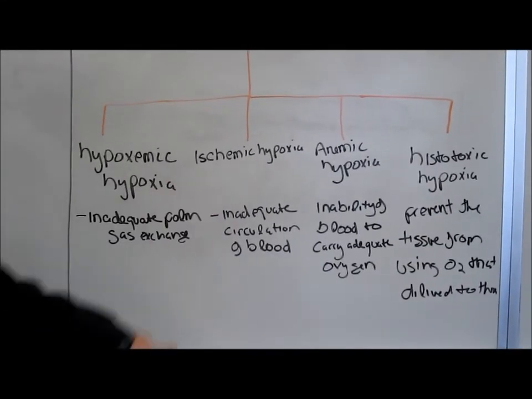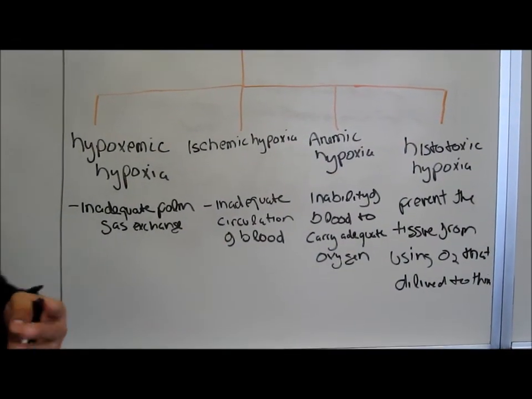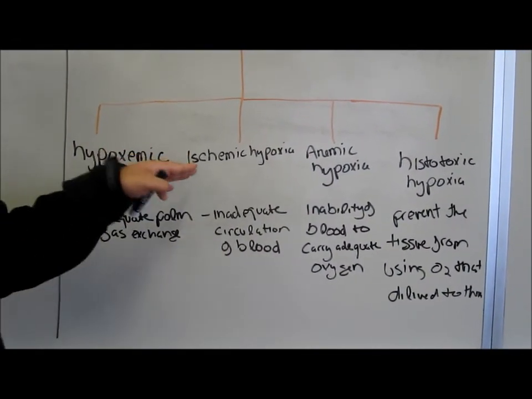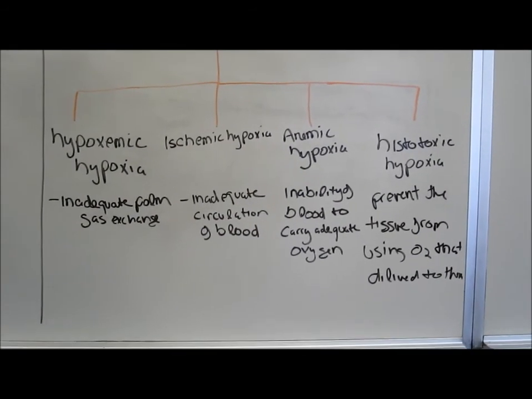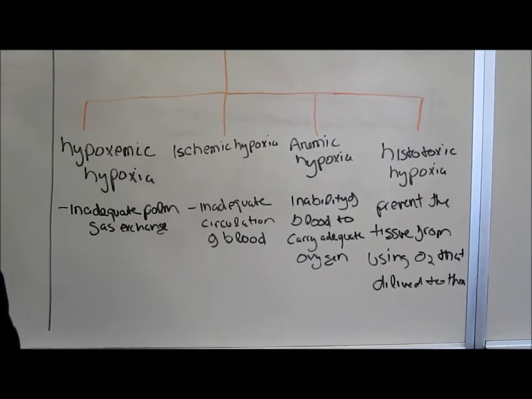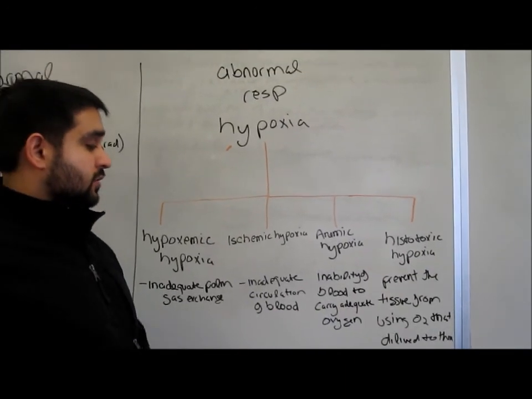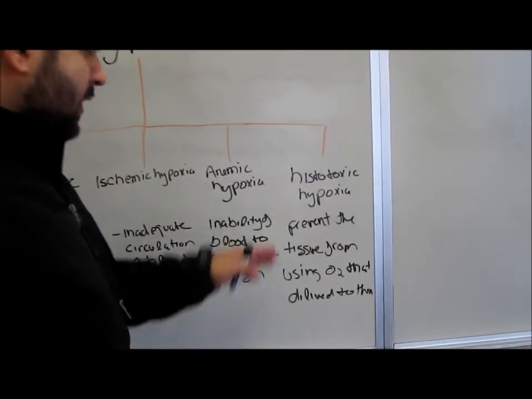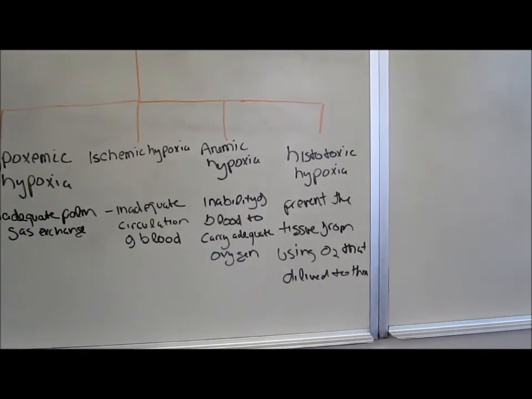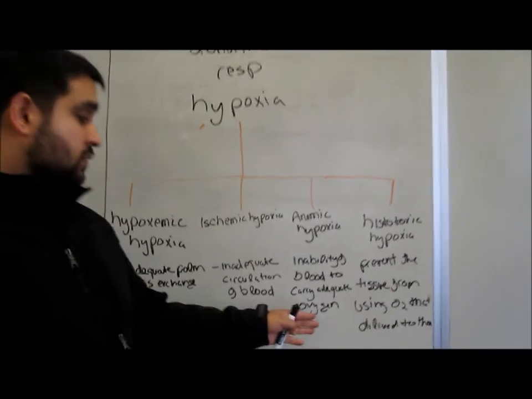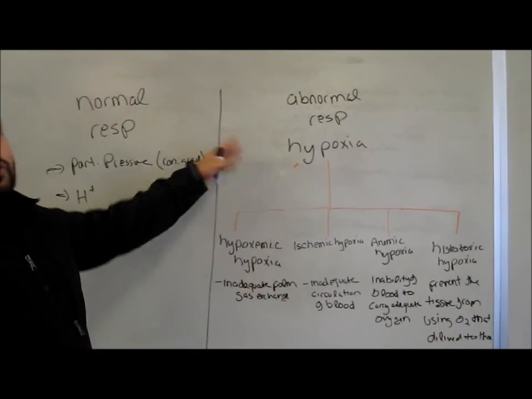There's ischemic hypoxia, which is inadequate circulation of the blood, meaning the blood is not circulating to certain regions, which leads to ischemic hypoxia. Then there's anemic hypoxia, which is the inability of the blood to carry an adequate amount of oxygen. So there's an issue with the red blood cells, which carry oxygen, I apologize. And then histotoxic hypoxia is when the tissue is prevented from using the O2 that's delivered to it. So those are some of the disorders covered by the general term hypoxia.